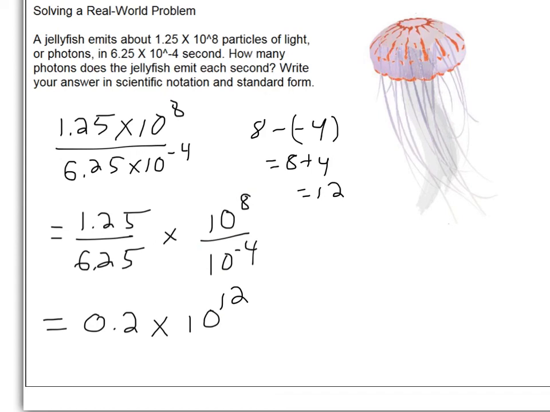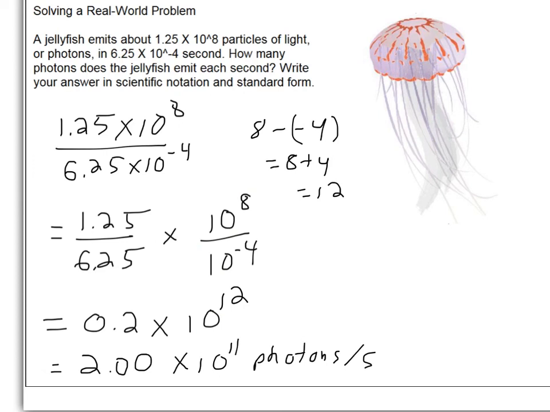Now that's not technically in scientific notation. For it to be in scientific notation, I actually have to have the 2 to the left of the decimal point, 2 point. You can put zeros in there depending on significant digits or not. We might have them, we might not. So it seems from this problem we have 3 significant digits, so I'll put 3 in there, 2.00. And then because I moved the decimal point to the right, I'm actually going to decrease my exponent from 12 to 11. That is now in correct scientific notation, so maybe I can put a label on that of photons per second. That's a ton of photons.